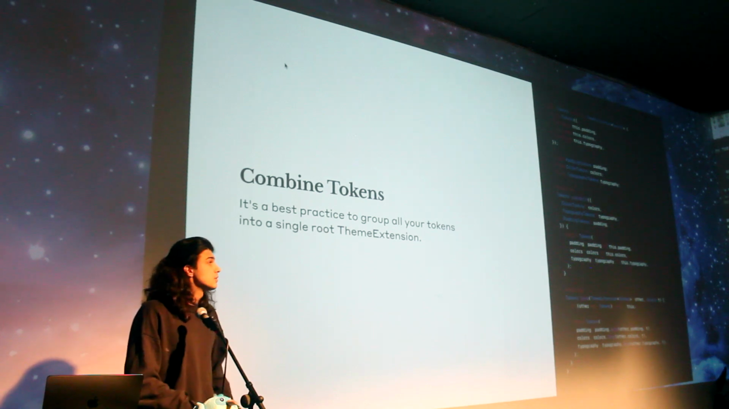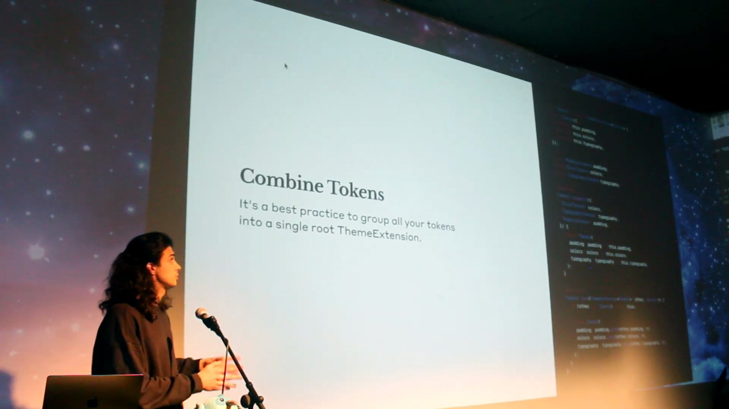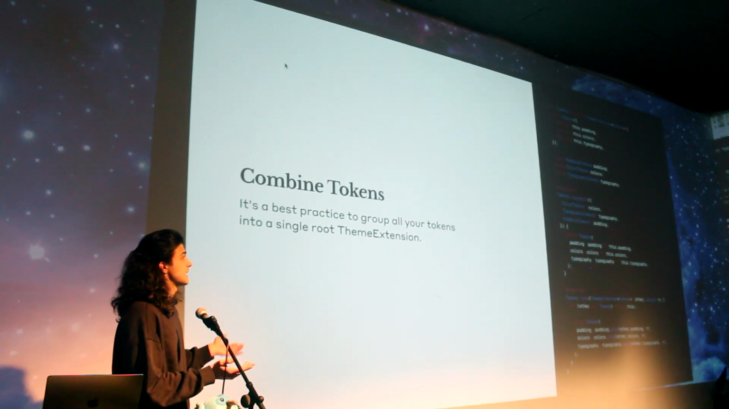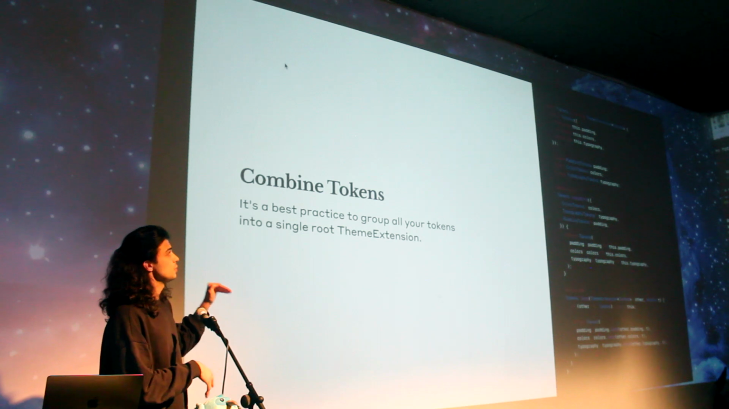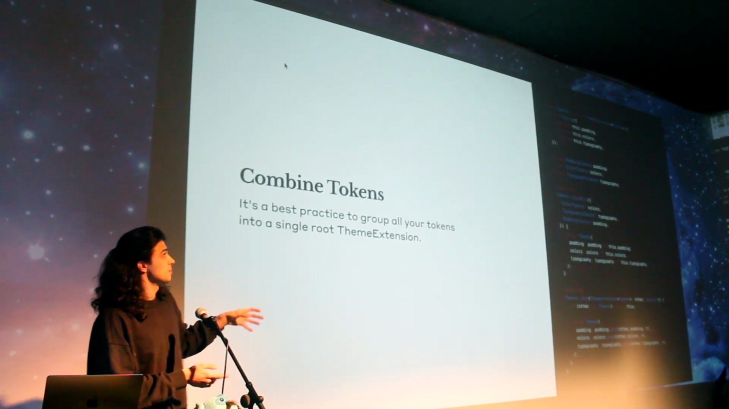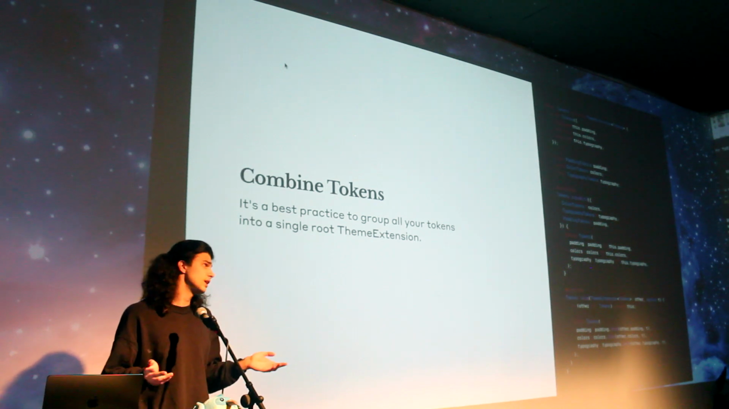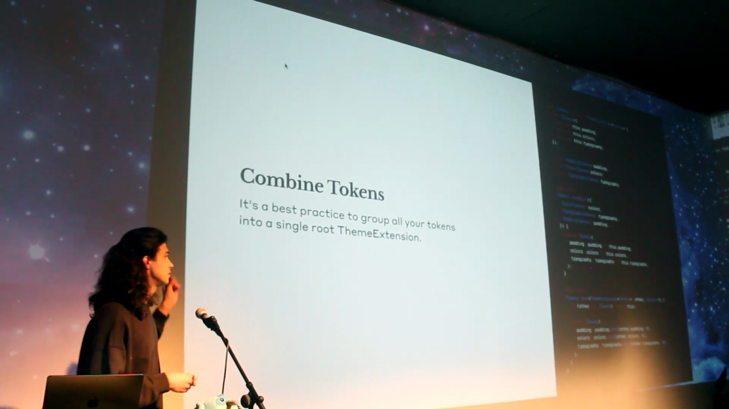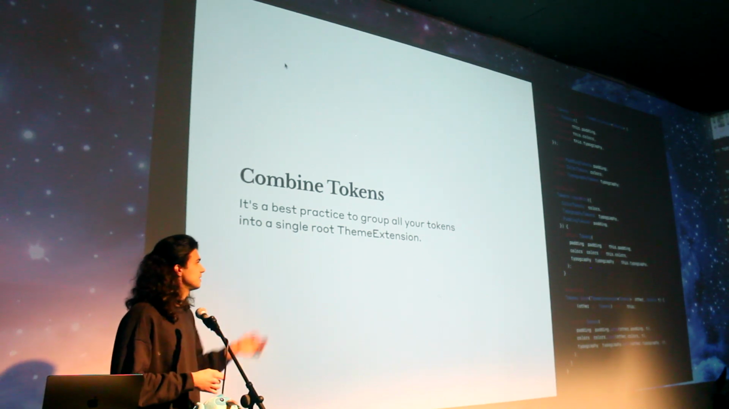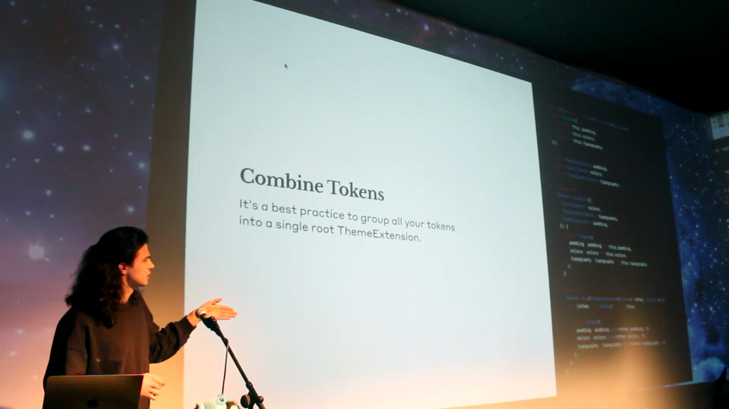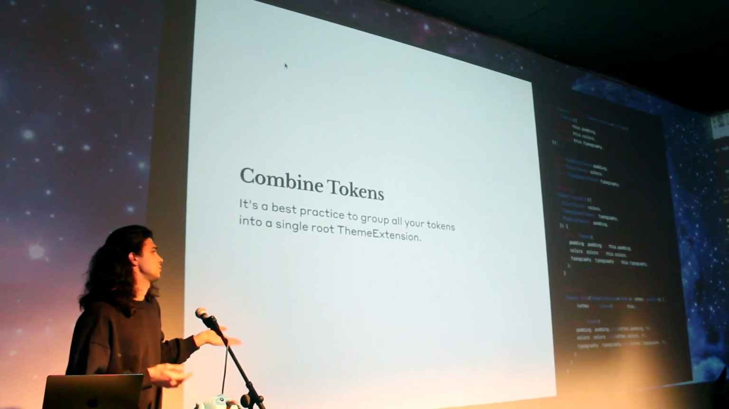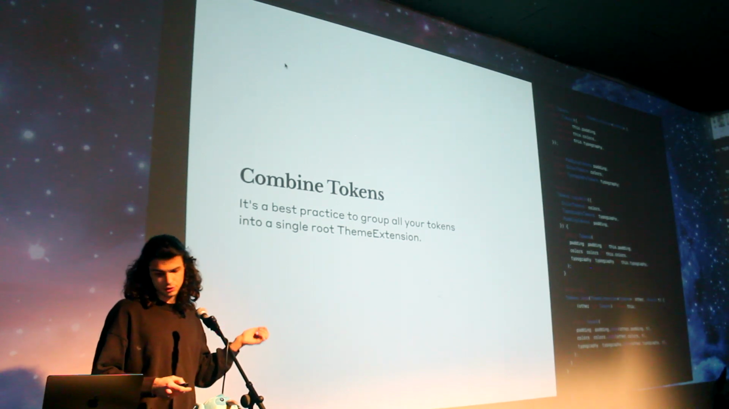A good practice is to combine those tokens into a root token. So basically, a root token is your theme. It contains all the tokens that you have in your application. So basically, what you will do is like tokens.colors.background, or tokens.typography.displayLarge, something like that. It also implements those copyWith and lerp methods, but just forwards again to the implementations of tokens.